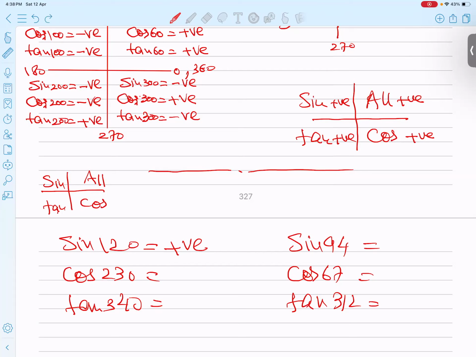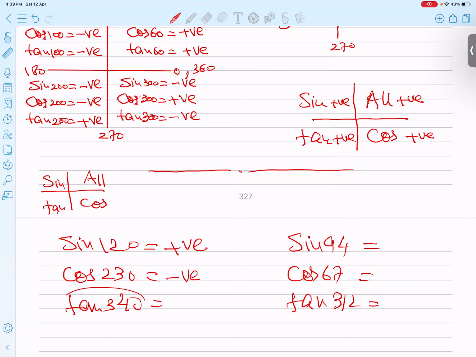230, in which quadrant? 230 is coming in the third quadrant. How? After 180 and before 270, it is the third quadrant. In the third quadrant, tan is positive. But what about cos and sine? They are 100% negative. So without a calculator, we can answer that this is negative.